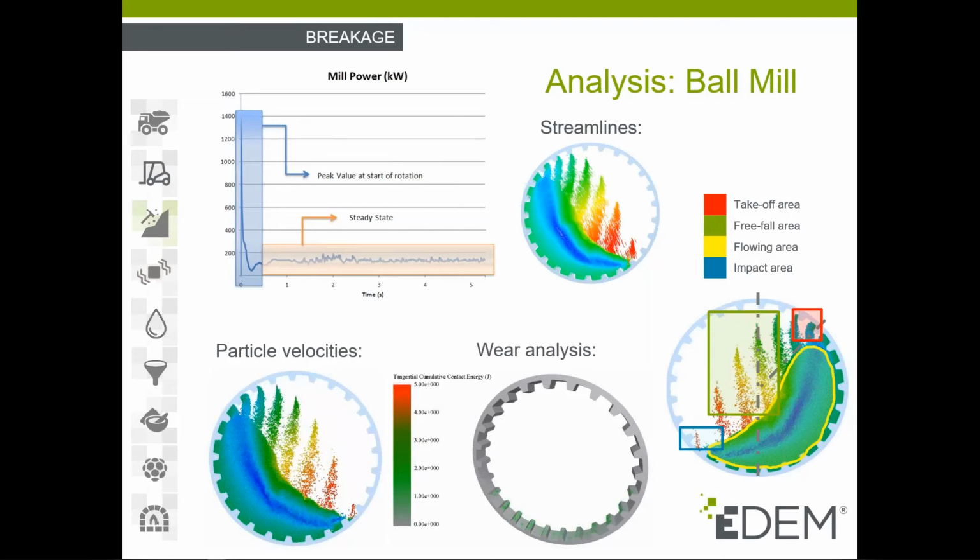Dynamic wear analysis is also useful, as I mentioned before, and the video at the bottom right shows the wear of the inner surface of the mill from loading onwards. So this allows us to identify areas of greater wear and propose measures for preventing failure of the equipment.